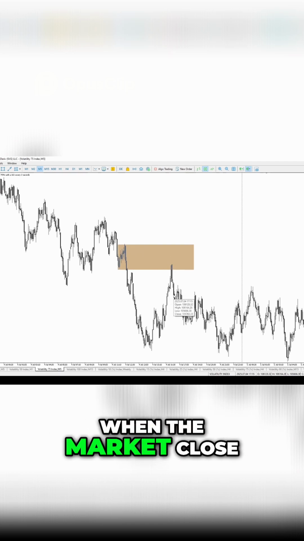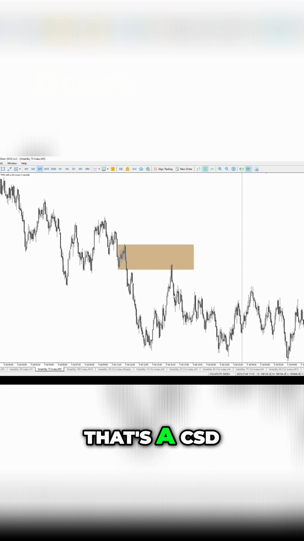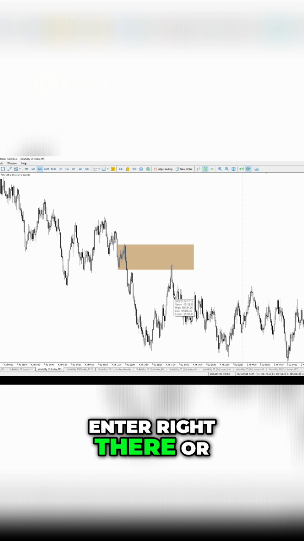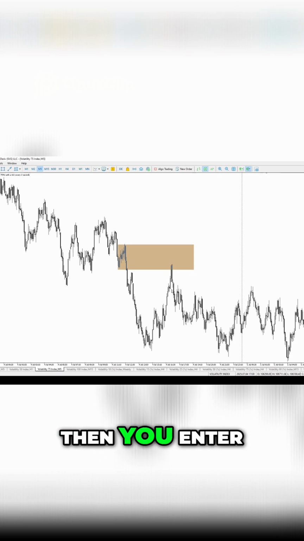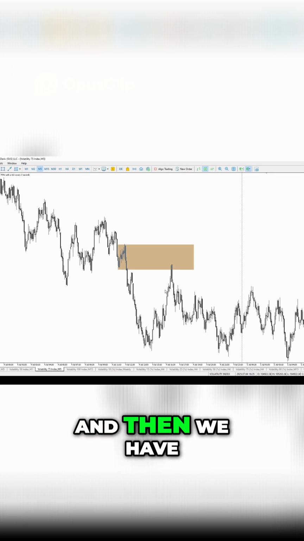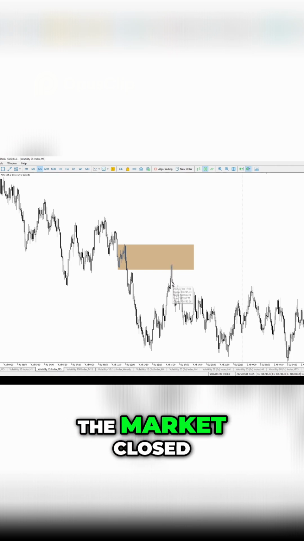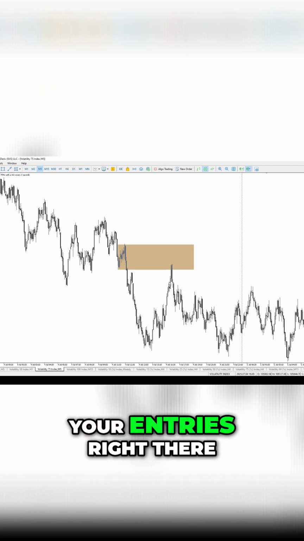And then when the market closed below those consecutive 2 candles, that's a CSD. Therefore, you can just enter right there or wait for the market to pull back below that CSD candle. Then you enter. And then we have an engulfing one. Also here, entry, where the last candle over there, when the market closed below it, it's opening. Therefore, you were opening your entries right there.